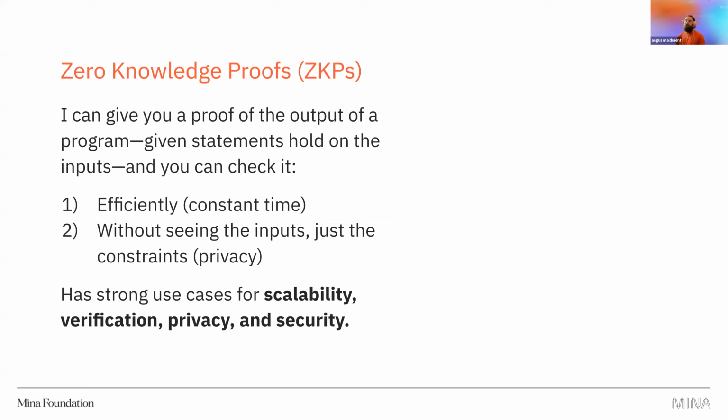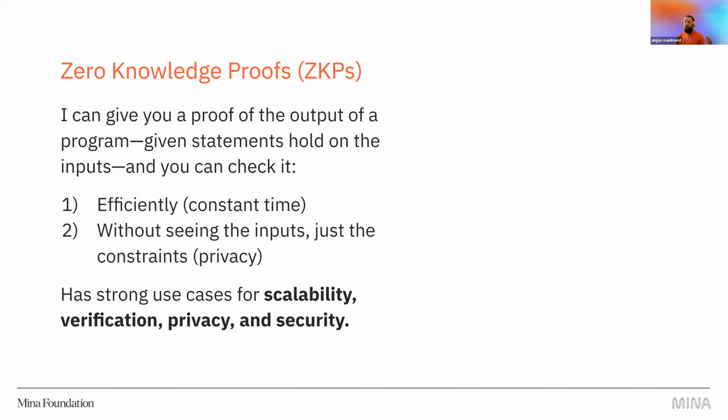To understand how zero knowledge proofs can help with all these use cases that we've just looked at, we're going to take a look at what zero knowledge proofs are, right? It works like this: I can run a computer program, and I can give you the proof that I've run it. Here's the output of the program, and I can prove that I've run a specific program with certain inputs, and then you can check this proof efficiently.